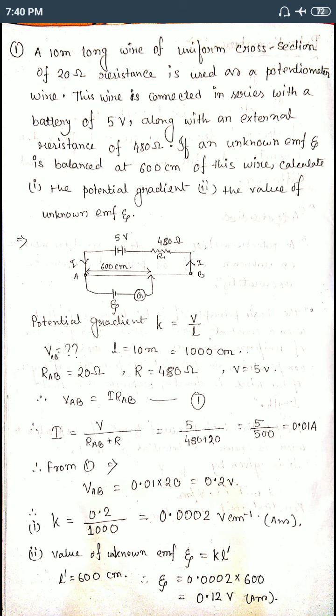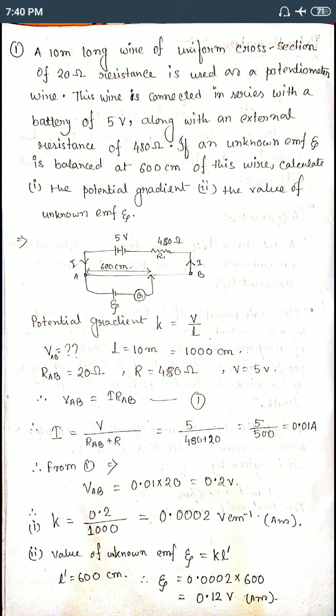Now, from equation 1, we find the voltage across A and B, VAB, only across the wire, that is I into RAB, because its resistance is different. We cannot write that 5 volt is the potential across AB, because one external resistance is also there, so one potential drop is also there. That's why VAB equals I, which is the same, 0.01, into RAB, that is 20. So we get 0.2 volt.